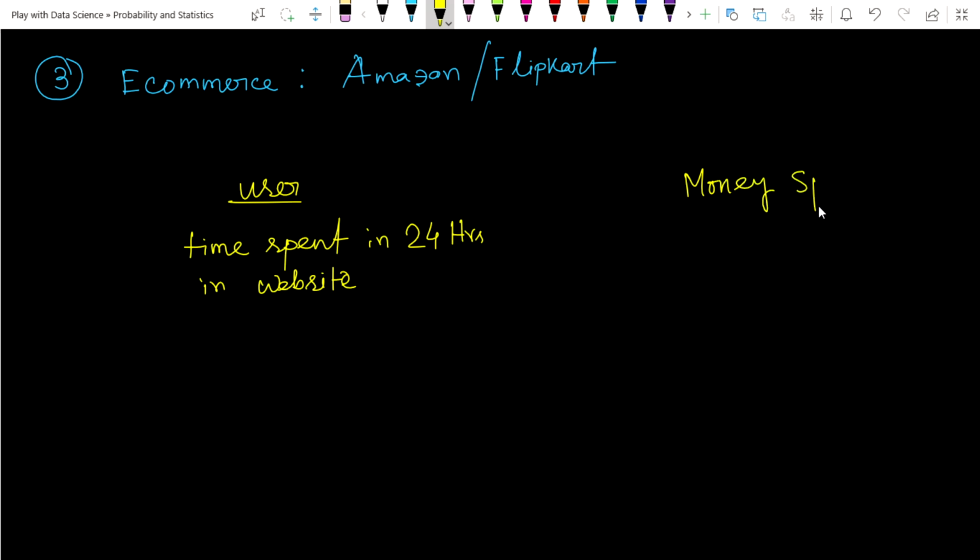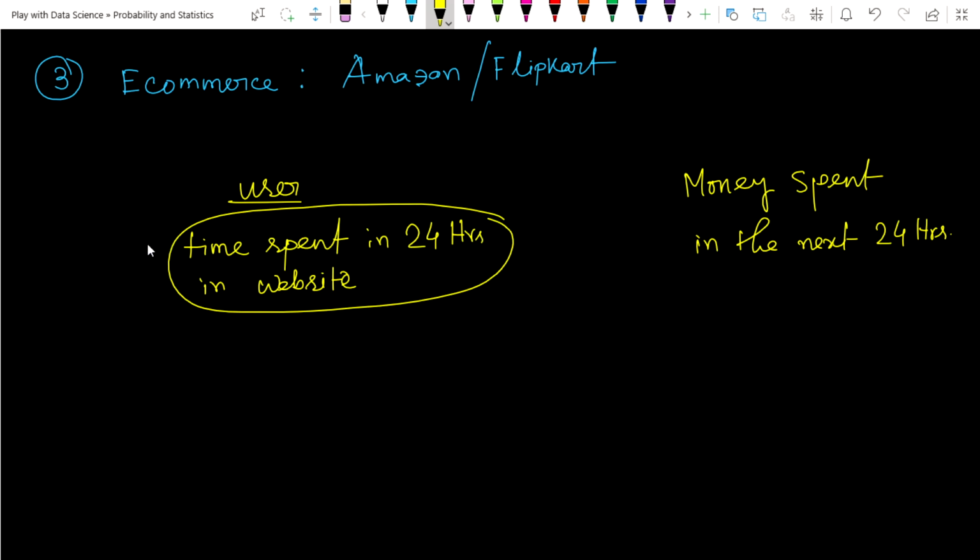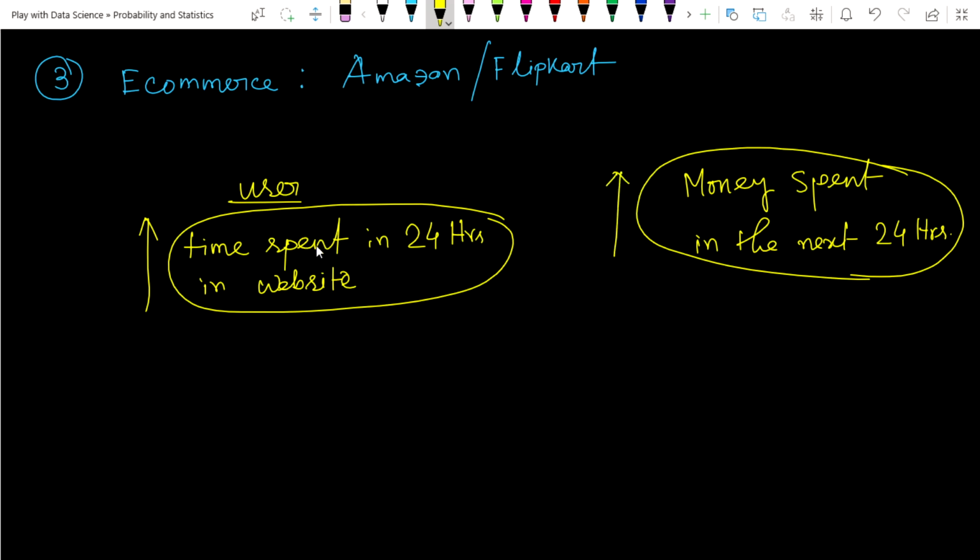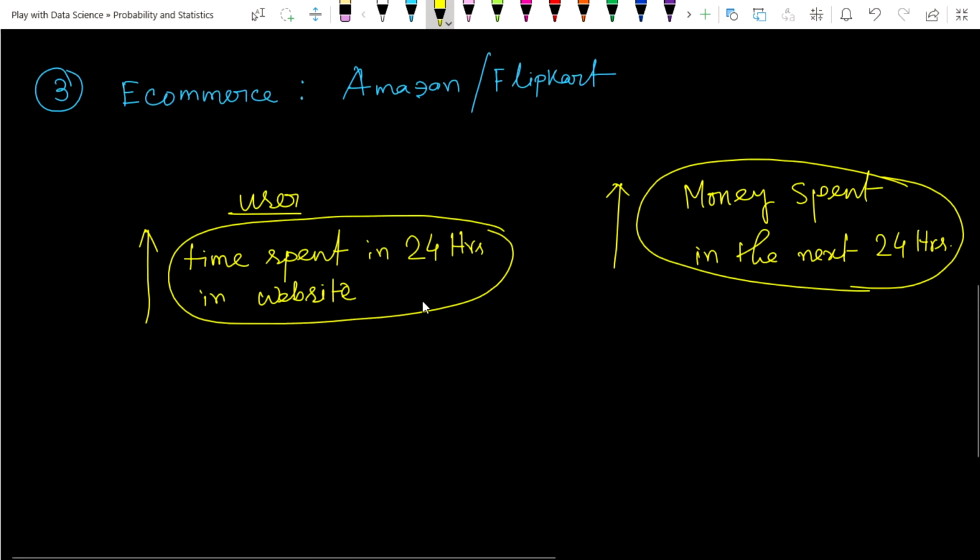Money spent. So money spent is dependent on the time spent in the next 24 hours. In general we have seen that the users who spend more time on that website, the money they spend on that website is increased. So these are the related things, and these kinds of things generally occur.